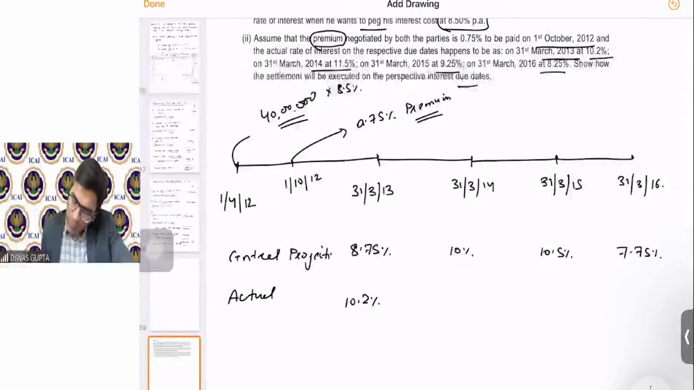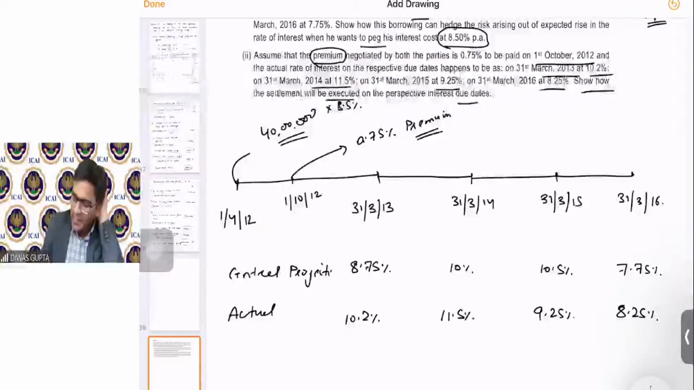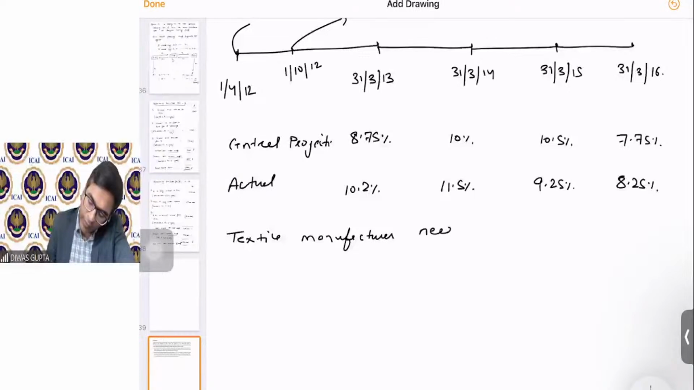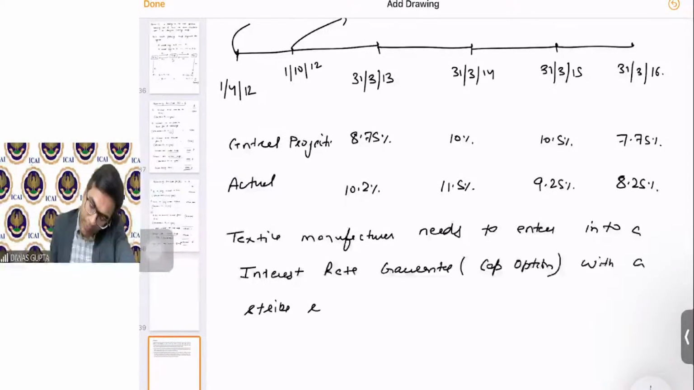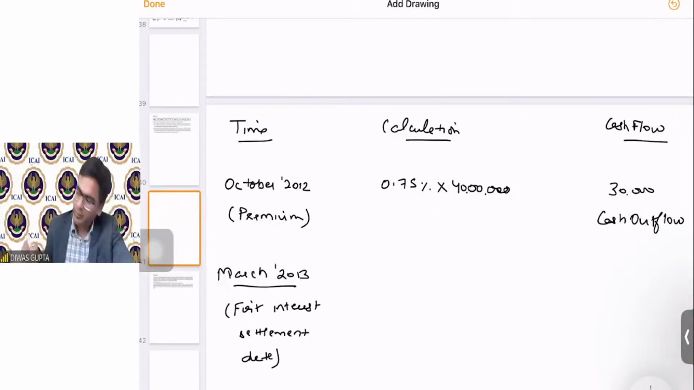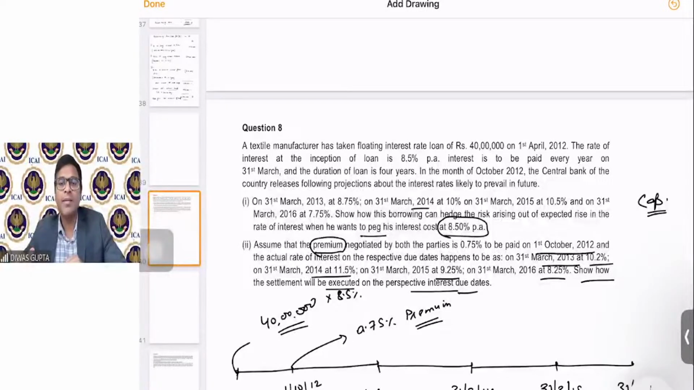Then 2014 is 11.5, and lastly it is 9.25. Calculate how it is executed on the prospective interest due dates. Now, if the textile manufacturer needs to hedge the interest payment in March 2013, then this textile manufacturer will enter into a cap option.